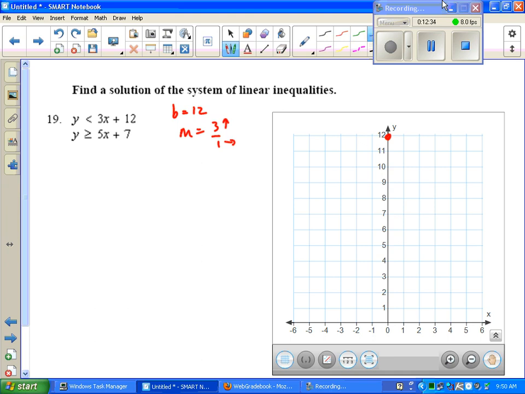Remember, up 3 and to the right 1 is the exact same thing as down 3 and to the left 1. Because if we put -3 over -1, that gives us a +3 as well. So down 3 and to the left 1, just so we can fit it a little better, 1, 2, 3, and to the left 1 would be right there. It says less than. It does not say less than or equal to. So for this one, you're going to make yourself a dashed line.